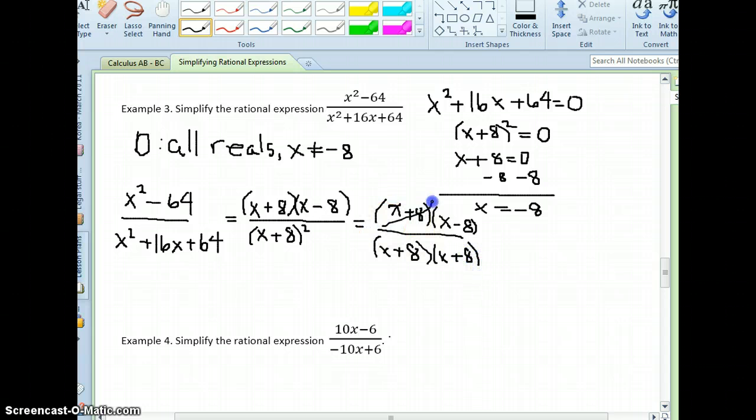Okay, so x plus 8 and x plus 8, that gets rid of a factor in the top and a factor in the bottom. And the x minus 8, x plus 8, we can't do anything else with those, so we just rewrite those. X minus 8 divided by x plus 8.